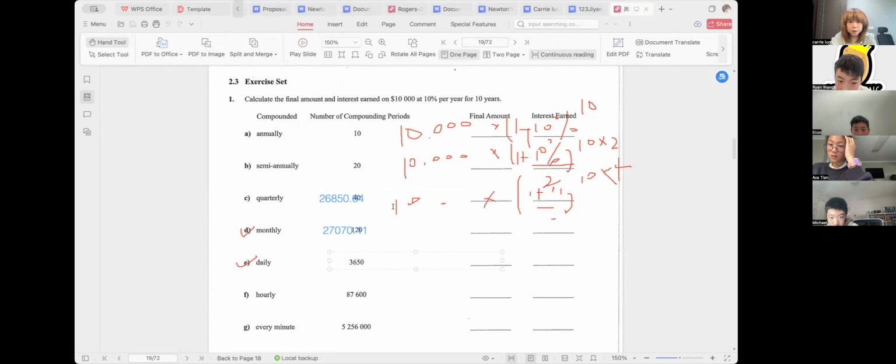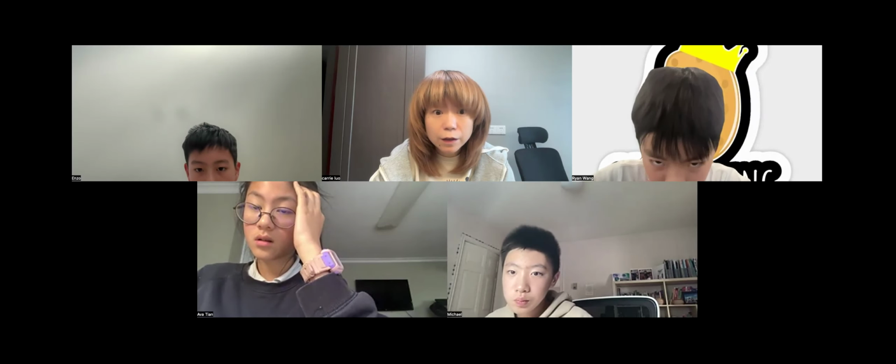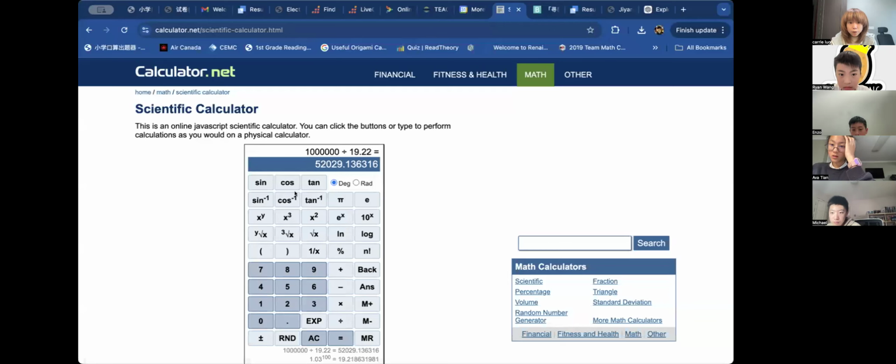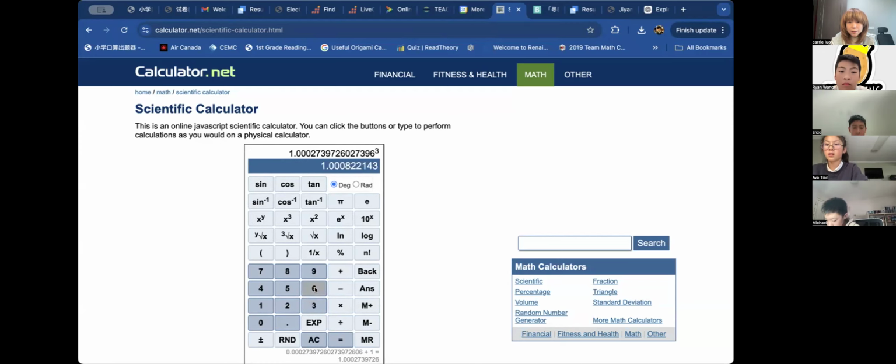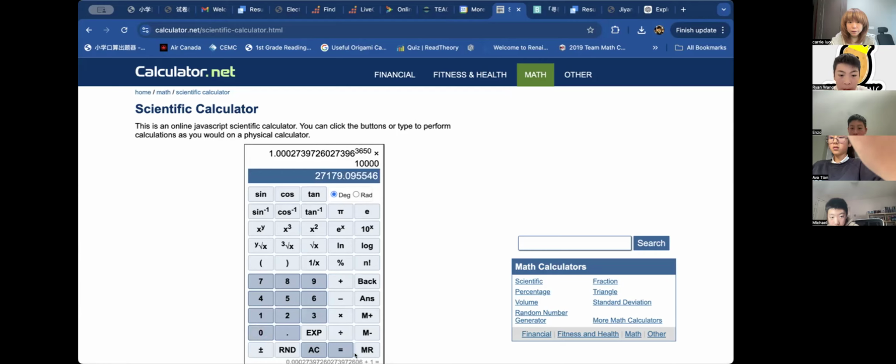Okay, next one. So the last one, I'm going to use the calculator to show you how to do it, in case you don't know how. So because it's daily, 0.1 needs to be divided by 365. And plus 1 equals 1.00. That's the thing. So compounded 3650 because it compounds daily for 10 years. So it's 3,650 times compounded. So times this one equals 27179.10.